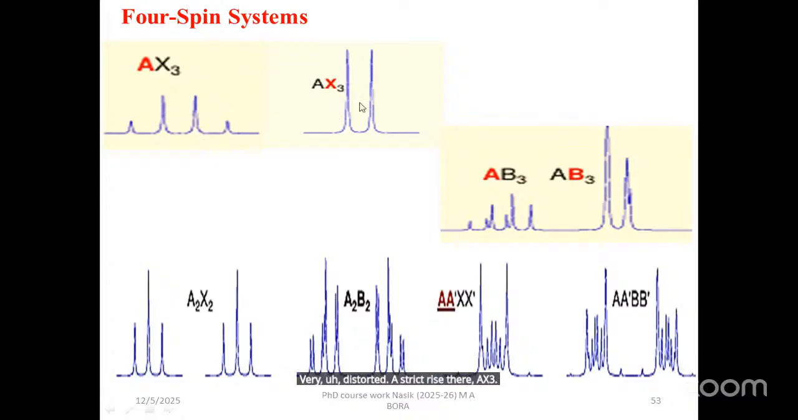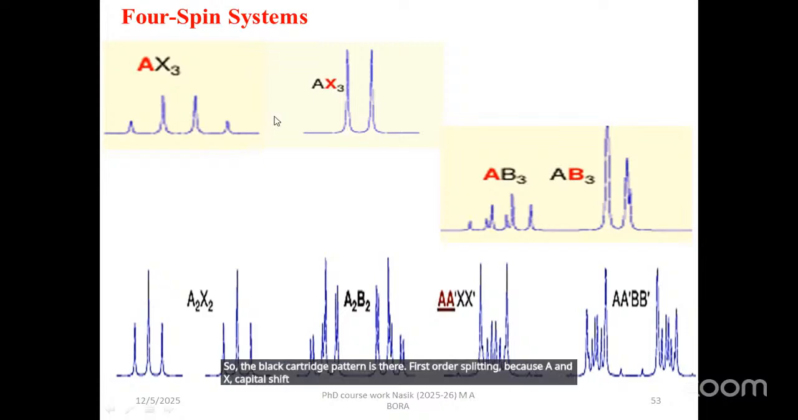AX3 spectra is good. In AX3, you see one quartet and one doublet. A will appear as a quartet because there are three same type of protons next to it, whereas X will appear as a doublet because there is one proton of A type. So a doublet-quartet pattern is there. It is first order splitting because the difference between A and X chemical shift is very high.